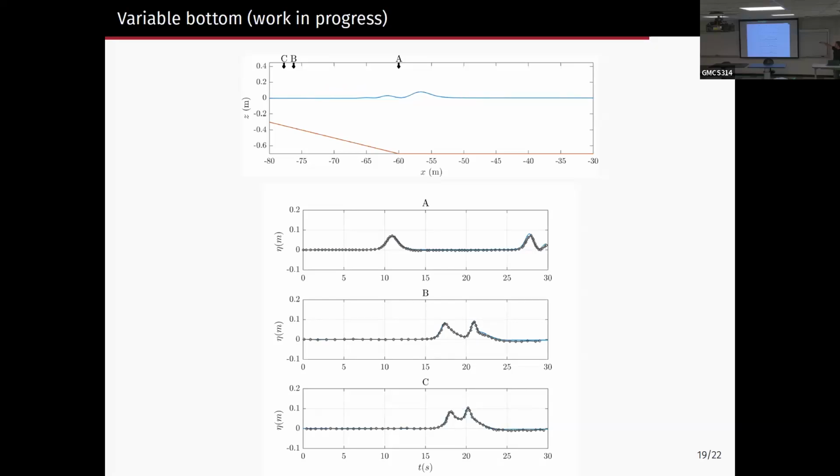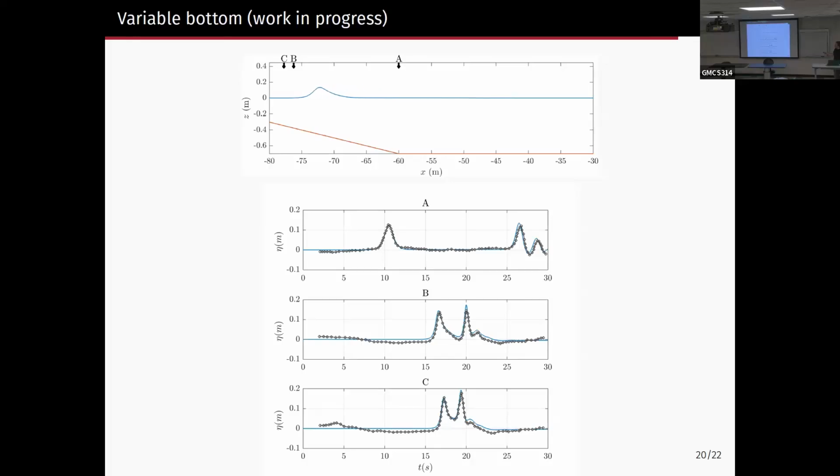And then this set of experiments also tested the more nonlinear solitary wave. So it's a higher solitary wave. Again, it shoals, it reflects, it goes back. This is the comparison with the experiment, which is very good.